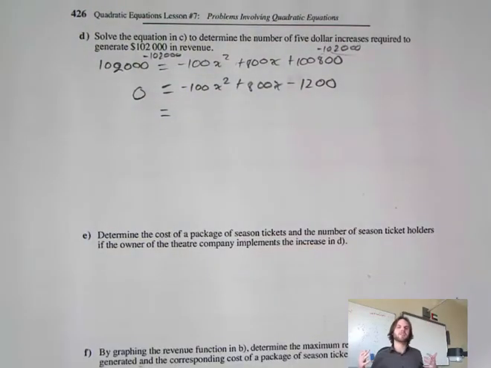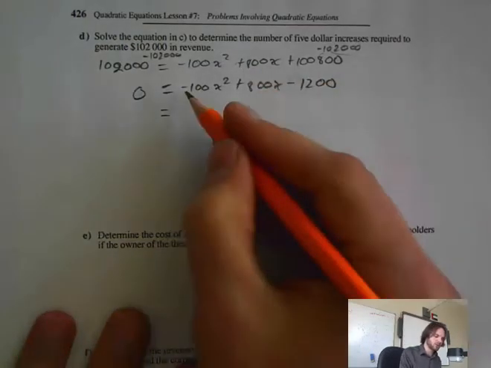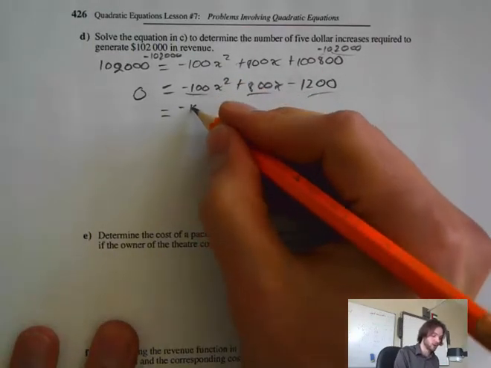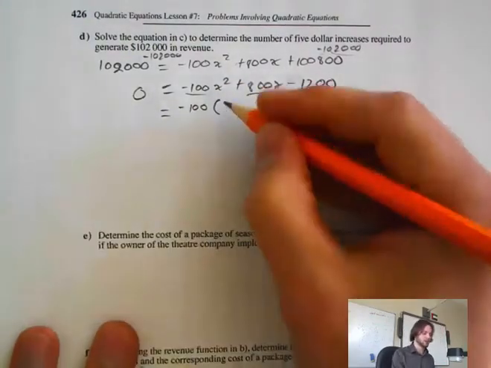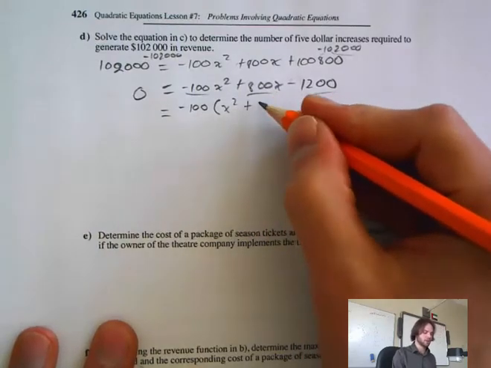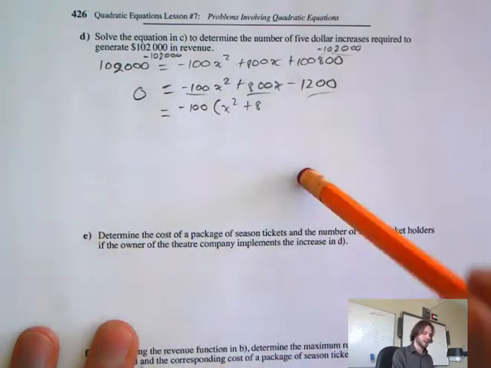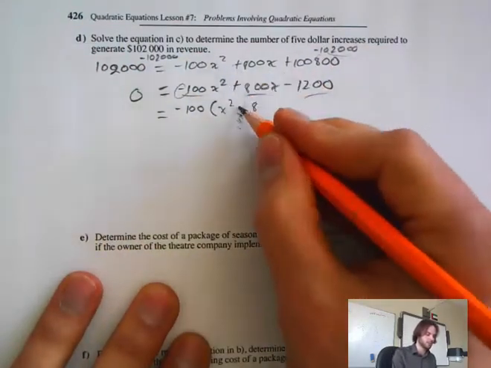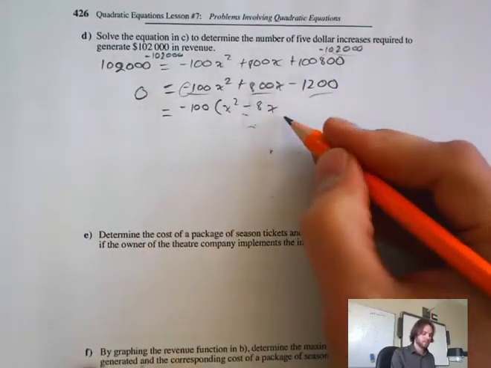Let's factor. We have a quadratic equation, we can factor. So I'm going to divide everything here by negative 100, because 100 can be taken out of everything. So my x squared is positive, and I'm going to have minus 8x and plus 12, because the negative goes into everything.